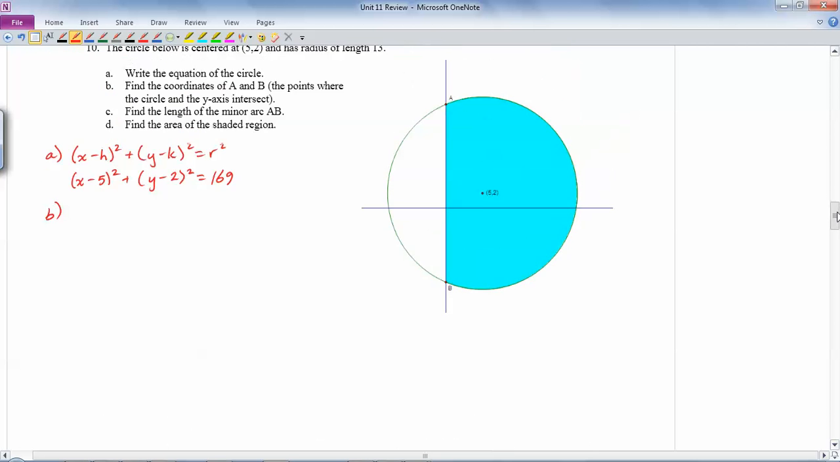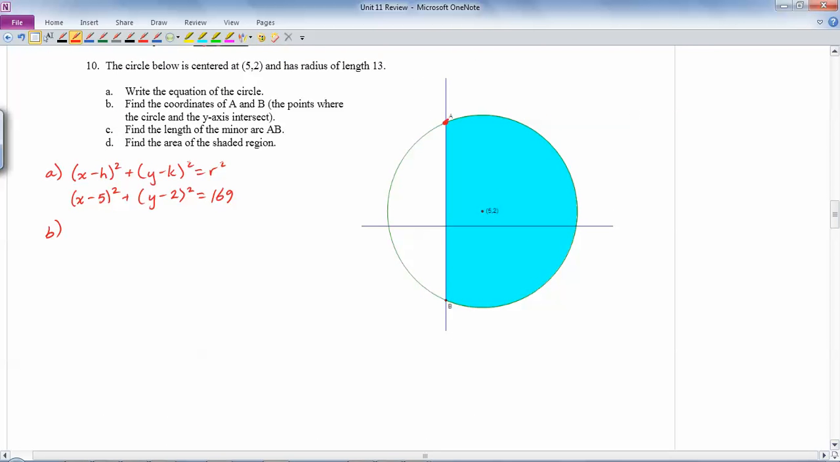Okay. Part B says find the coordinates of where A and B are. And notice that they're where the circle and the y-axis hit each other. Well, anything on the y-axis, the x value is 0. So we know this is going to be 0 comma something and 0 comma something else. So there are a couple different ways we can do it. I'll do them both, but I wouldn't require one over another on a test. You can choose the one that you like. So the first method would be slope triangles and using Pythag.